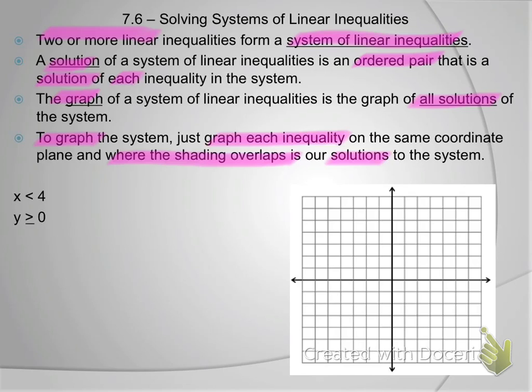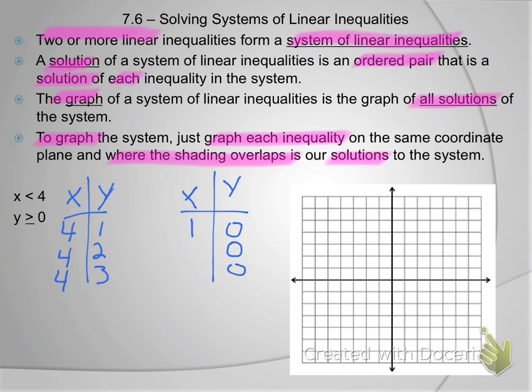So for the first one, I have x is less than 4. I can make an input-output table for both of these, since they just have one variable. So x is less than 4, x is always 4. Y is 1, 2, 3. The other one, y is always 0, and I have 1, 2, 3. So when I graph these, I have 4, 1; 4, 2; and 4, 3. And then 1, 0; 2, 0; and 3, 0.